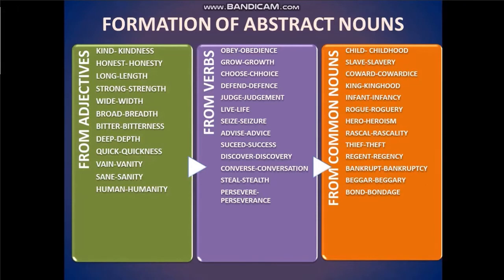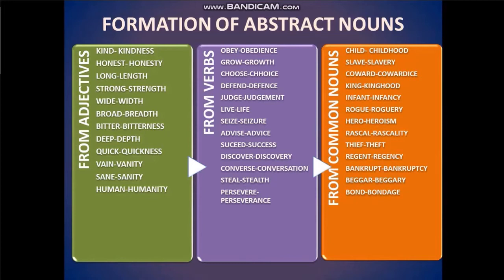Forming abstract nouns. We can form abstract nouns from other words. They may not necessarily be nouns. They can be adjectives, verbs, or other common nouns. Abstract nouns can be formed with the help of suffixes. Suffixes are the words which are added at the end of the word, and sometimes they are also formed by changing the spelling. So here I have given you the examples of how the abstract nouns are formed.